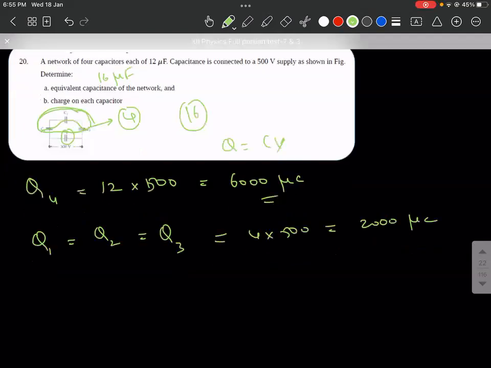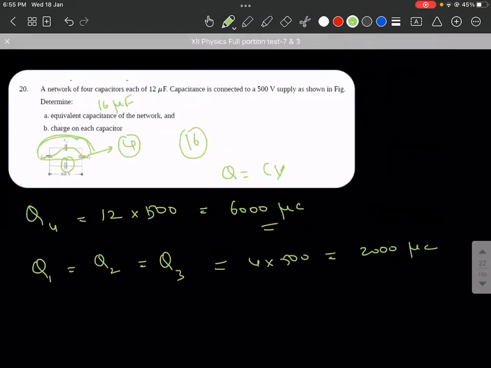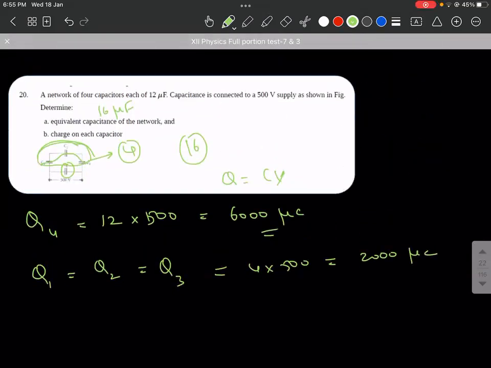Sir, if C1, C2, and C3 are different, then how will you calculate the charge on each? Okay, simple. You can first calculate the equivalent, provided they are in series. I'm assuming that you're asking this question with C1, C2, C3 of different values, but in series, correct? Yes, sir. Okay, they are in series.